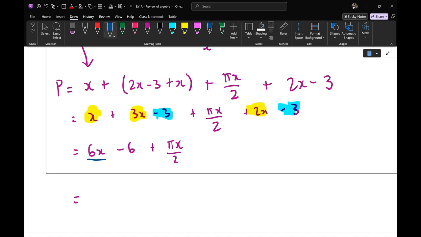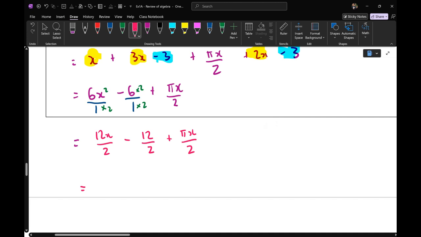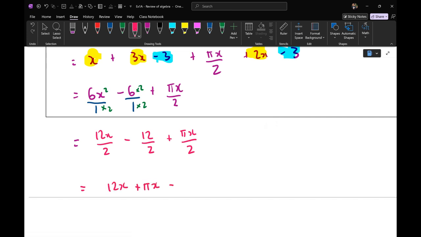6x writing as a fraction is 6x on 1. Negative 6 you can write as negative 6 on 1. So if it's in halves right now, because it's pi x on 2, you're going to make sure to times them all by 2 to then change it to 12x on 2 minus 12 on 2 plus pi x on 2. So what should your final combined answer be? It would then be 12x plus pi x minus 12 all over 2. This is considered one term.